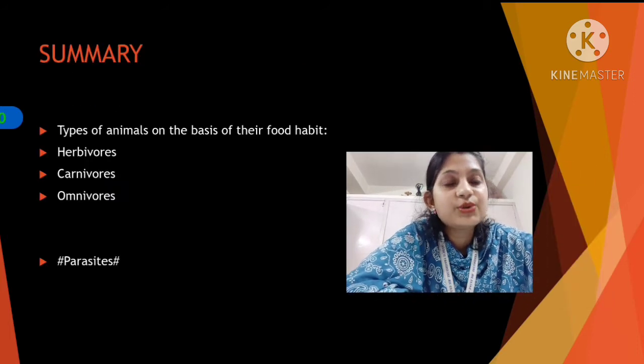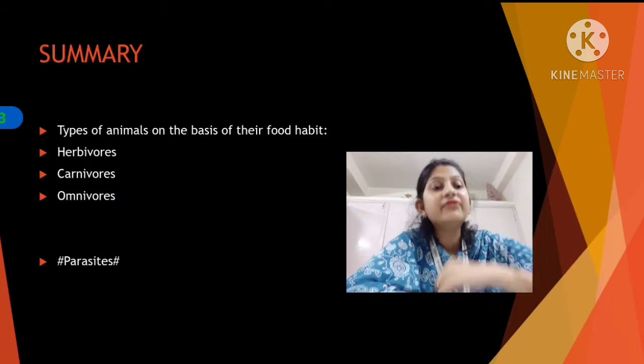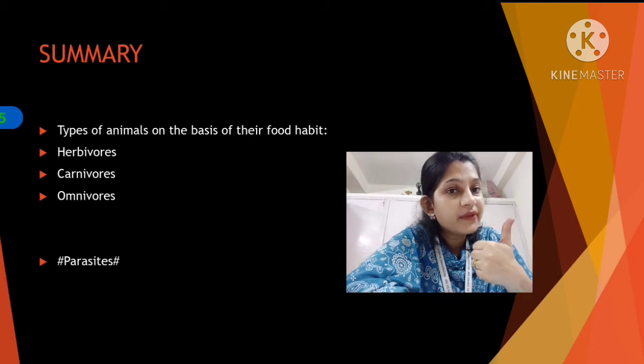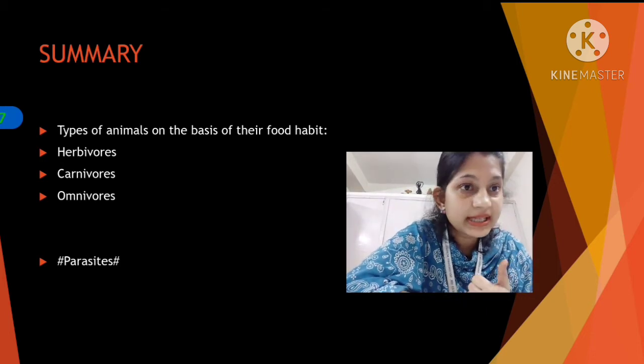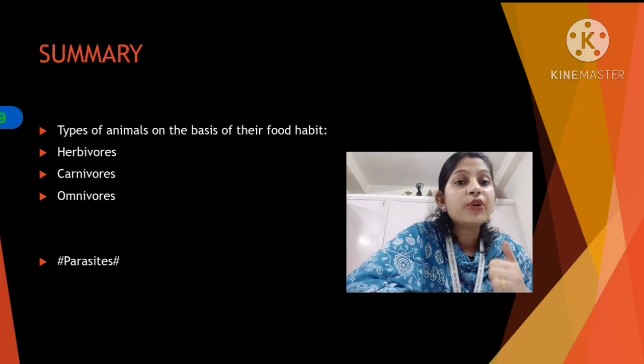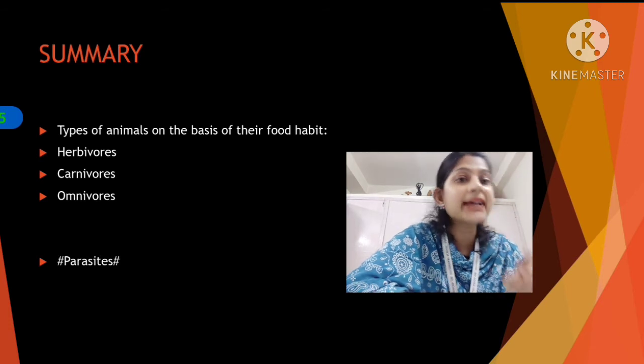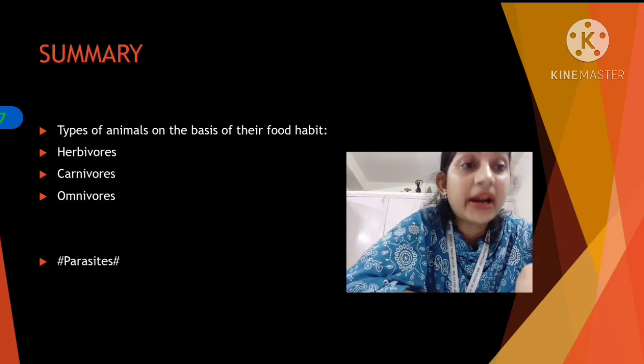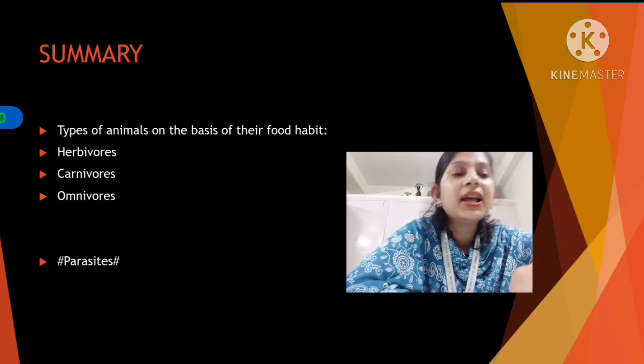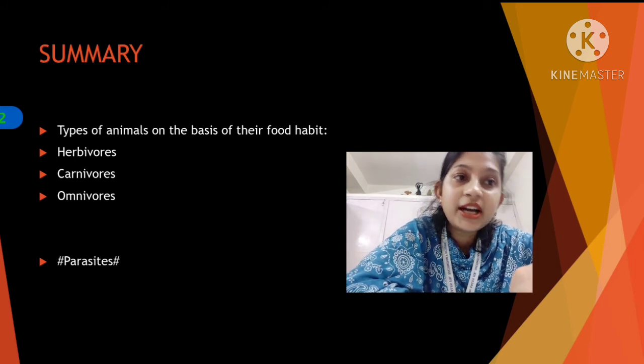So today what are the things we have learned? We have learned the definition of herbivorous, carnivorous, omnivorous, isn't it? And we are now able to differentiate what these animals are, herbivorous, carnivorous, omnivorous, as well as a new term, that is parasites. Okay, the rest we are going to learn in our next class.